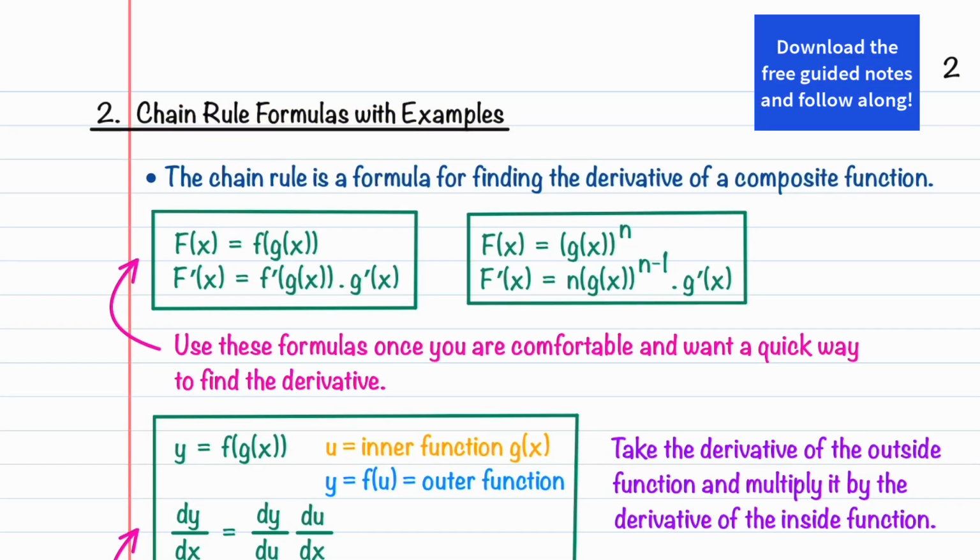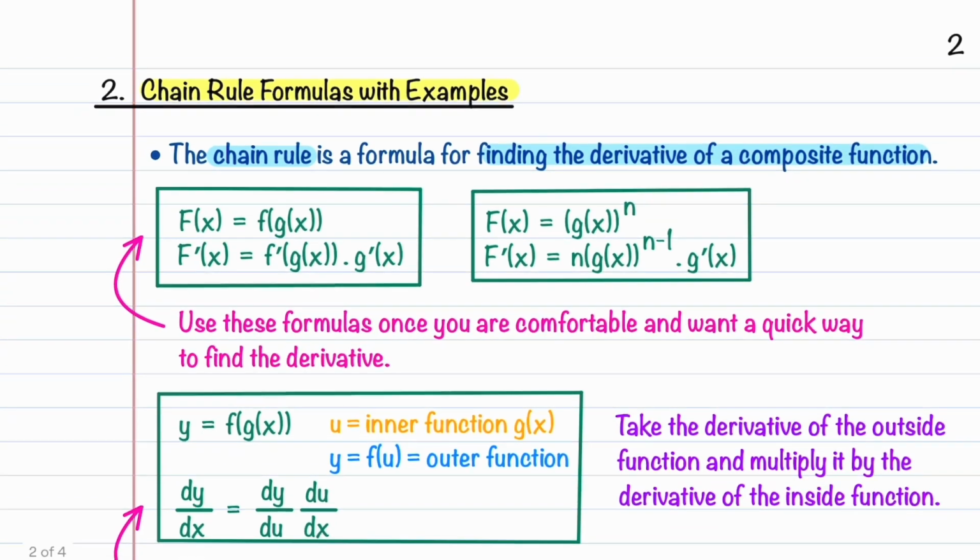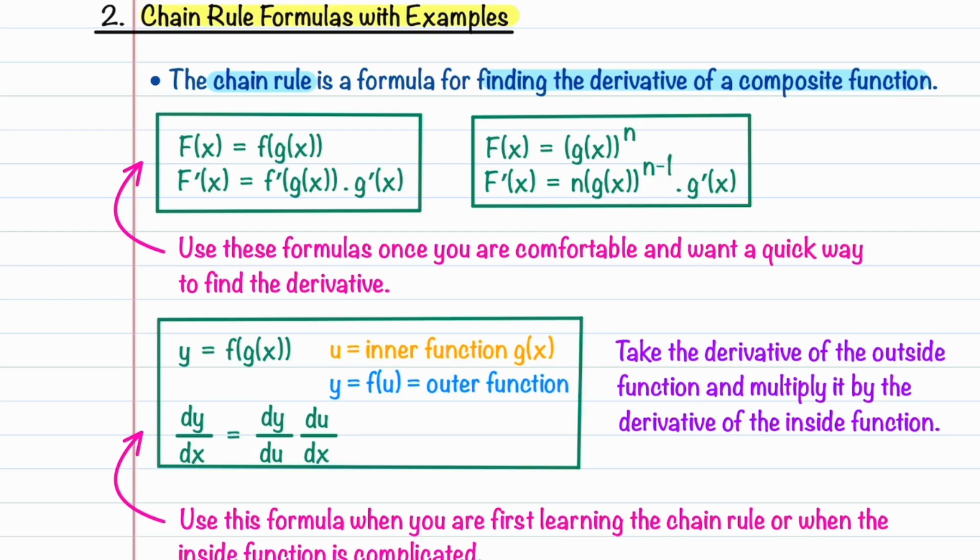We are now going to go over the formulas for the chain rule and walk through some examples. The chain rule is just a formula for finding the derivative of a composite function. There are two variations of this formula that we are going to be going over. In both variations, our composite function is written as f of g of x.